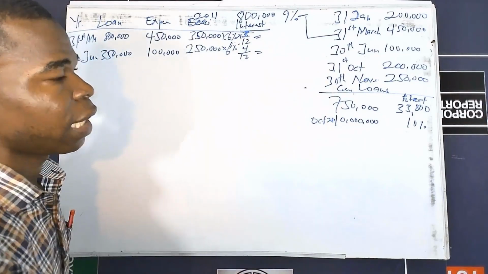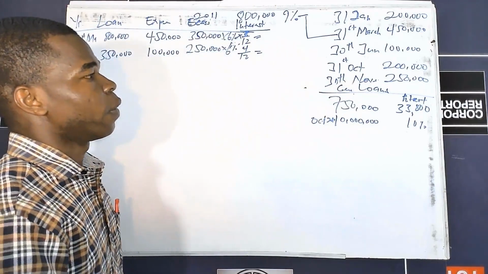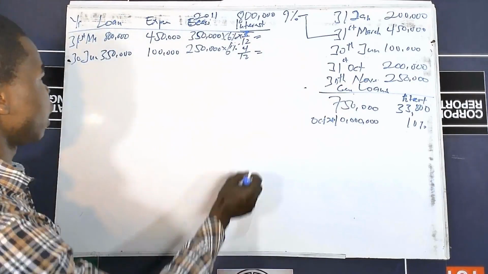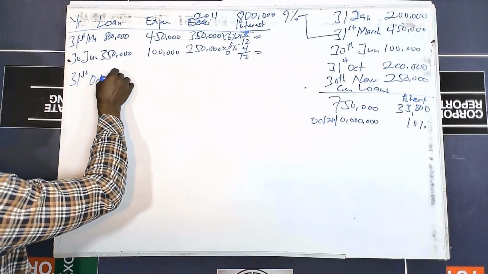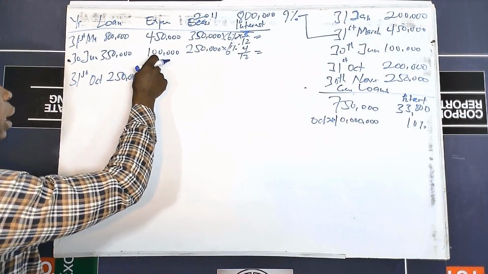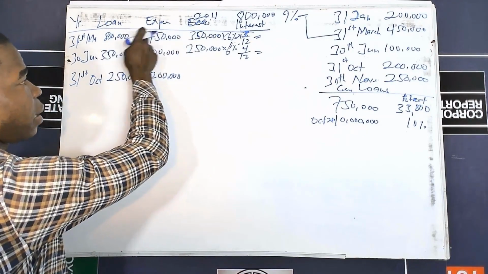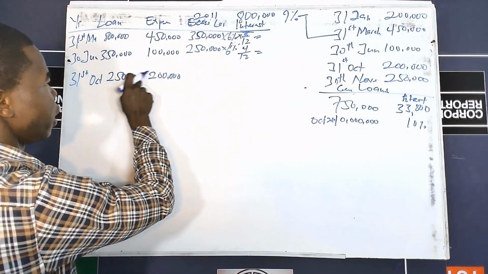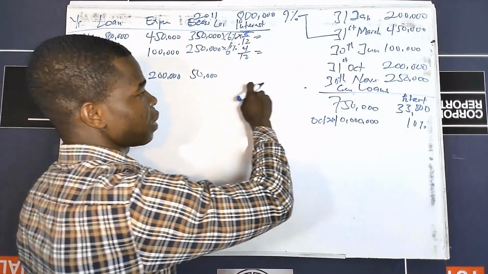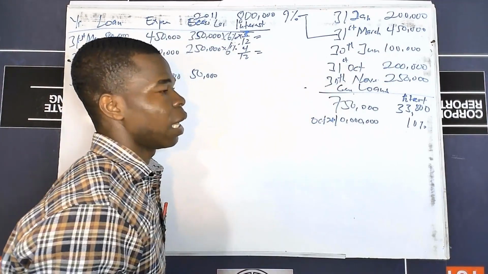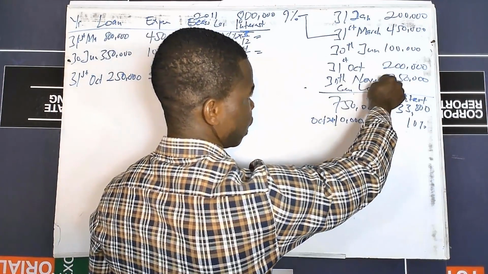The next expenditure was on 30th of October. Now we are left with a loan of 250. On 30th October, how much are we spending? We are spending 200,000. And please remember this one, we are letting it get the excess loan over here. So we take this one from this, we are getting 50,000. We are spending this on this day, so it will be 50,000 that will be in the investment portfolio from 1st November to 30th November.